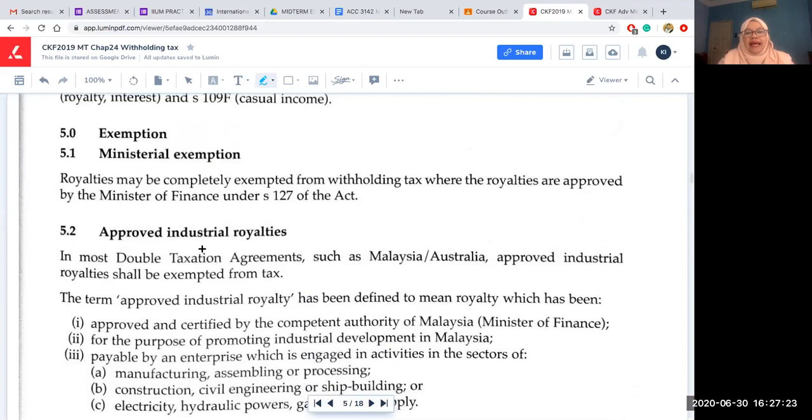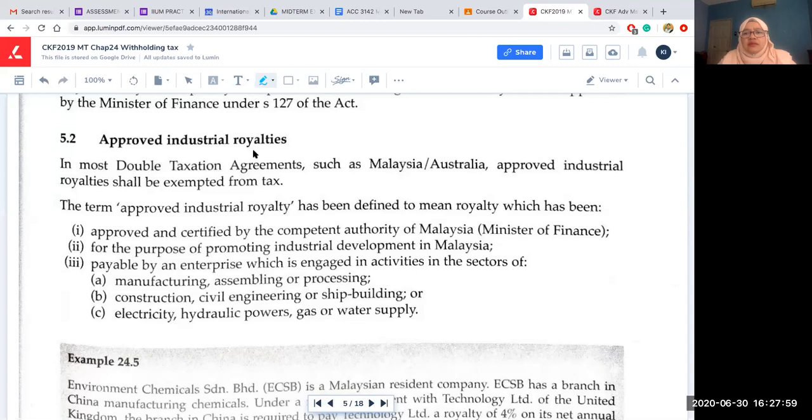Now we talk about the exemption. Exemption means that it may fall into the scope, where the scope of income is royalty and it is derived in Malaysia, but there is an exemption. For example, in this case, royalty income is completely exempted where the royalty is approved by the Minister of Finance. If the payment of royalty is approved by the MOF, then there is no withholding tax. You don't have to pay. It is exempted from WHT. Or it could be an approved industrial royalty, or under a double tax agreement. Later we will look into the double tax agreement topic.